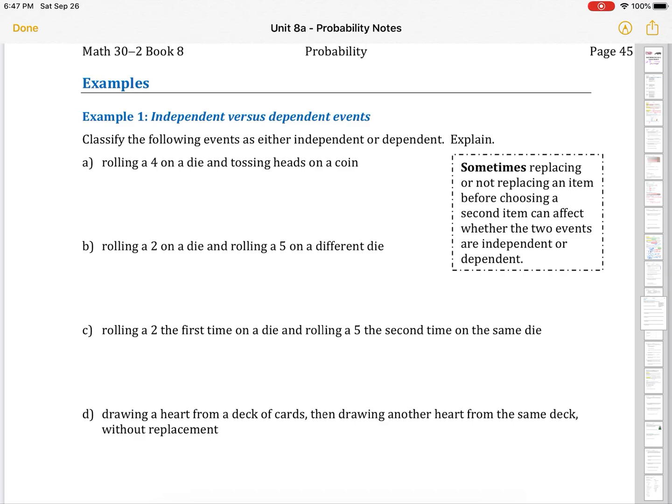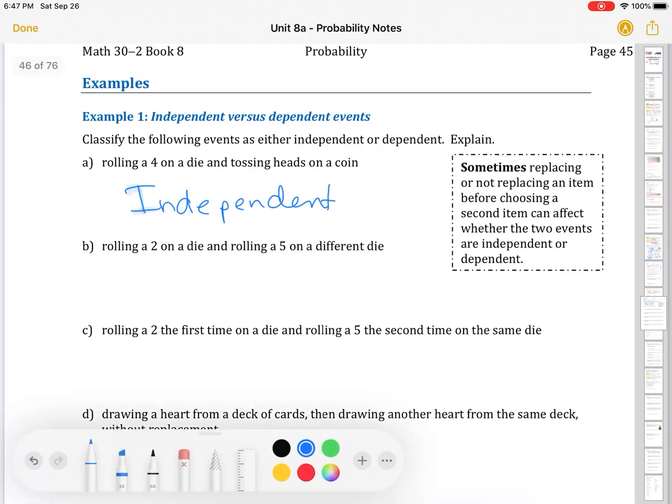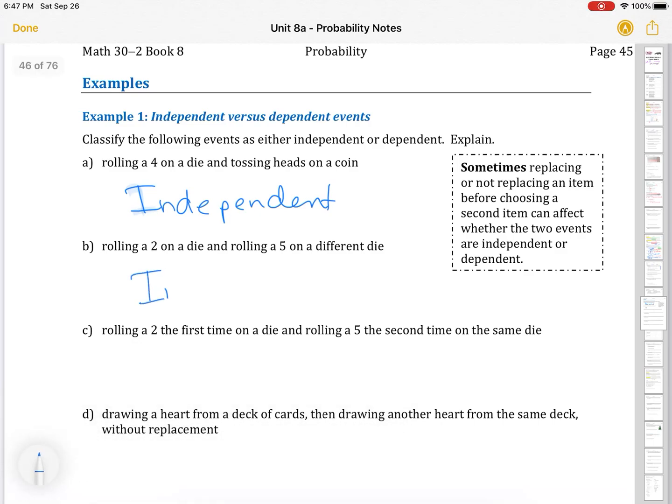So we're going to look at some different situations, and we're going to decide whether they are independent or dependent events. So, example, independent versus dependent. We're going to classify these as either independent or dependent. Rolling a 4 on the die and tossing heads on the coin. So does rolling a 4 on a die affect what we're going to toss on the coin? No, it does not. So these would be independent.